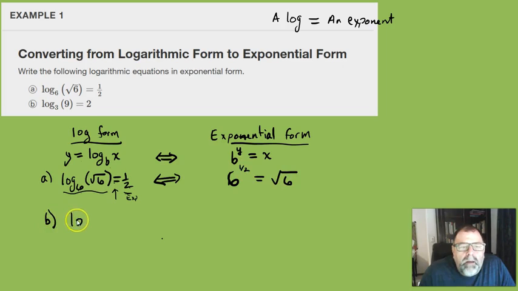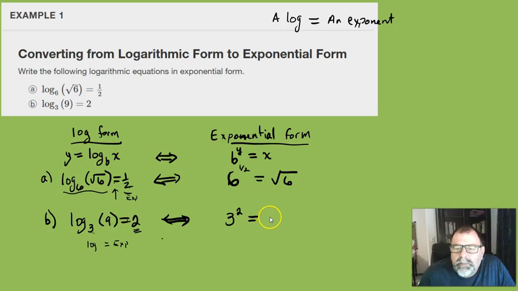B, log base 3 of 9 equals 2. That's equivalent to, now remember, log equals exponent. So this is the exponent for the base. So 3 to the second equals 9. And you can see that's true. 3 squared is 9.